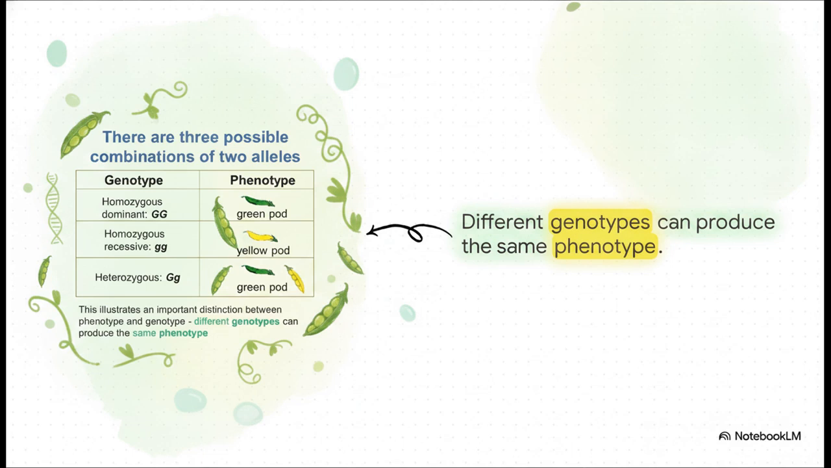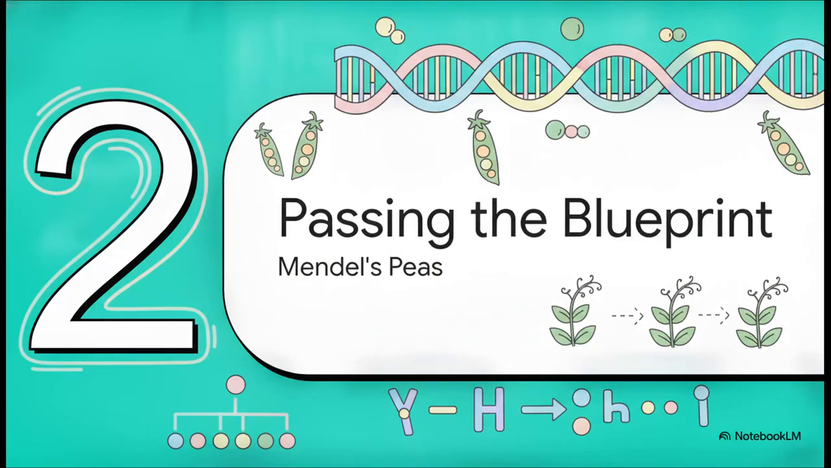Notice how a plant with a homozygous dominant GG genotype and one with a heterozygous Gg genotype both build the exact same green pod phenotype, because that dominant capital G allele entirely masks the recessive lowercase g allele. An organism's outward traits just do not always reveal its underlying genetic composition. This is a foundational rule of biology right here. Different genotypes can, and frequently do, produce the exact identical phenotype. Moving right along to part 2.